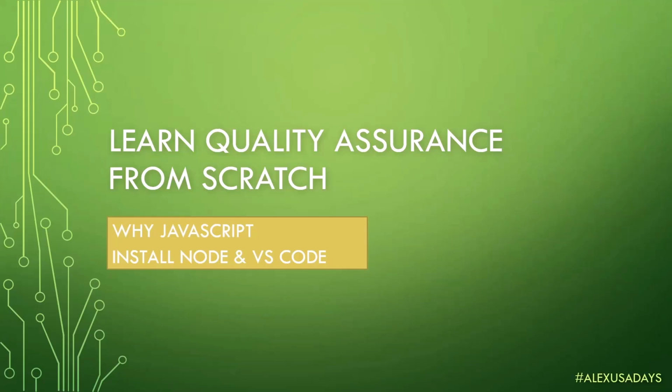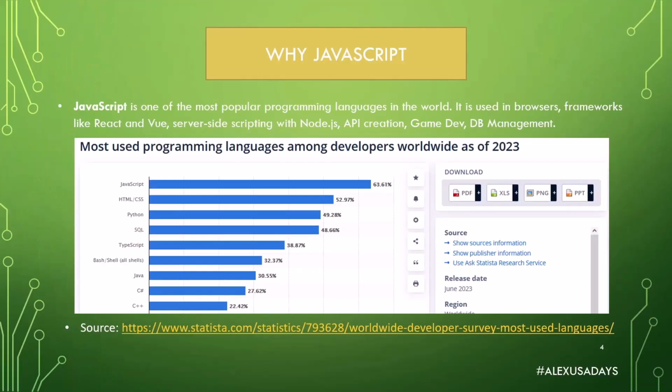Why JavaScript? JavaScript is one of the most popular programming languages in the world. It is used in browsers, frameworks like React and Vue, server-side scripting with Node.js, API creation, game dev, database management. According to Statista.com, JavaScript is the most used programming language among developers worldwide as of 2023. And you have the link to the survey right here.